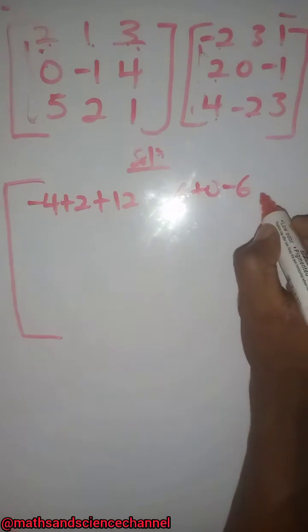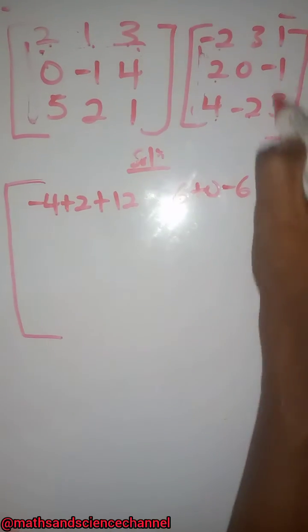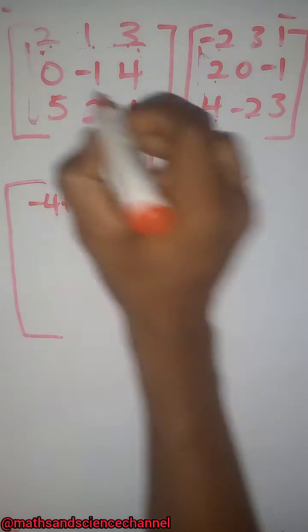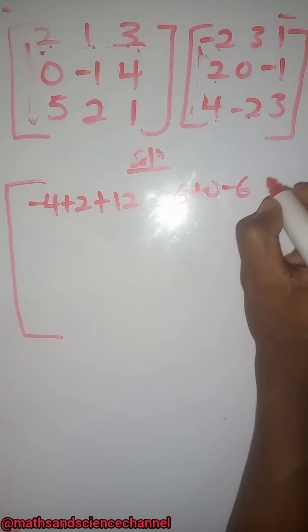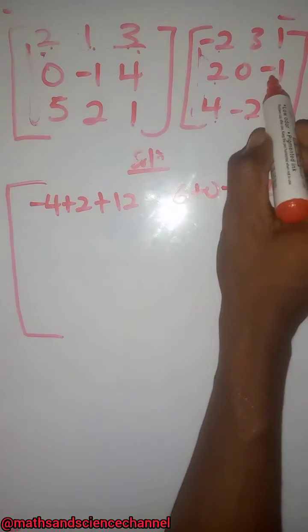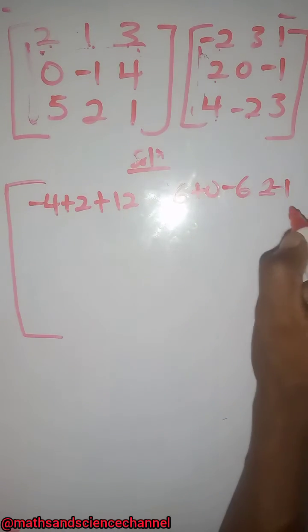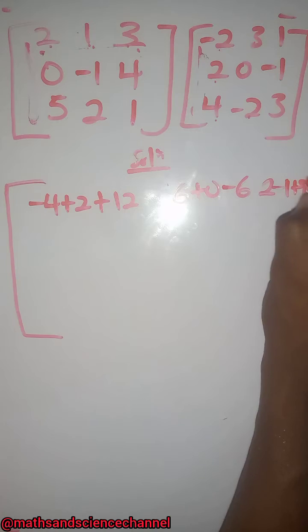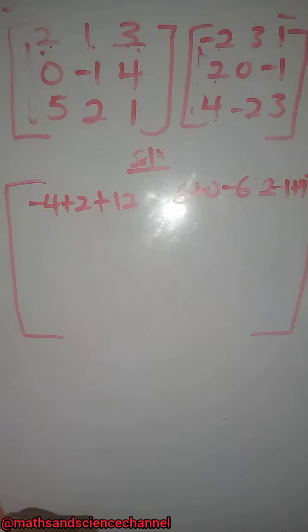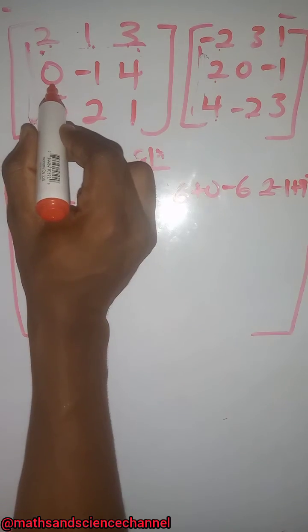Now we go on to the next one, where we have the whole of this multiplying what we see over here. So we just have 2 multiplied by 1 here gives us 2, and then 1 multiplied by negative 1 gives us negative 1. 3 multiplied by 3 here gives us 9. So we have plus 9, right, in that case.